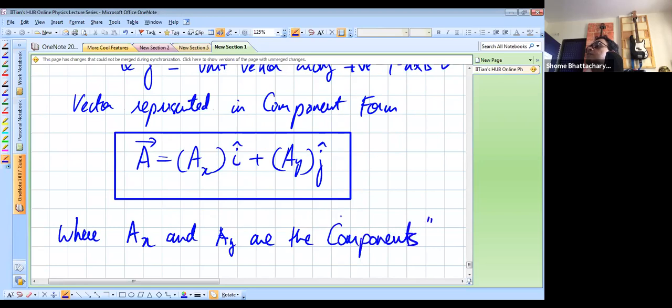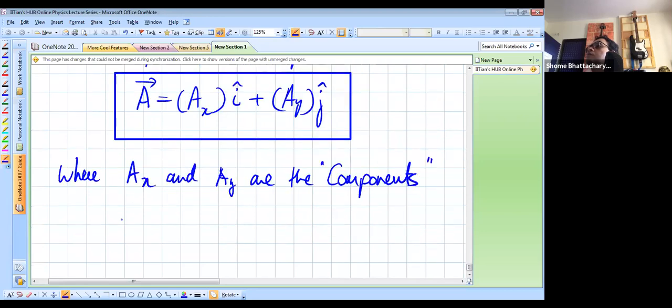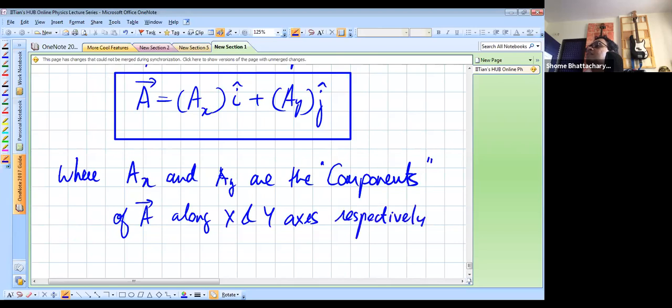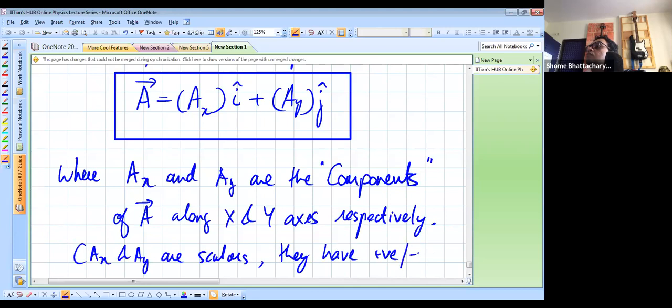So here, by definition, ax and ay are the components of the vector A along the x and y-axis respectively. That is the definition. Okay? So ax and ay are scalars. Okay. They have sign. They can have negative sign also.